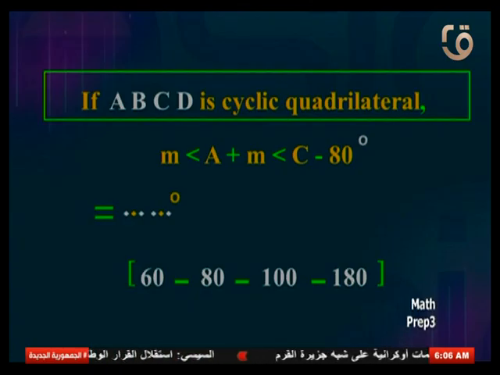You have studied before that the sum of each two opposite angles in a cyclic quadrilateral is 180 degrees. Then what about measure angle A plus measure angle C? That's correct. Their sum is equal to 180 degrees. So by substituting for measure angle A plus measure angle C by 180 degrees, then 180 degrees minus 80 degrees, you are going to obtain a result as 100 degrees, which is going to be the third choice.